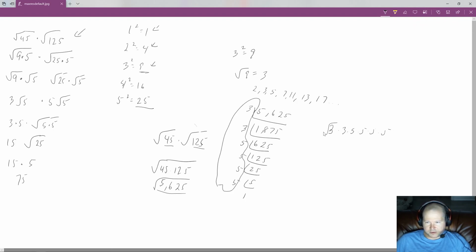I'm taking the square root of this whole thing, right? So I'm trying to pull out pairs. I have a pair of 3s. I have a pair of 5s. I have another pair of 5s. When I pull them all out, I just write them once on the outside. And what that does is that gives me 3 times 5 times 5, which is 75. So it doesn't matter which way I did it, I got 75.